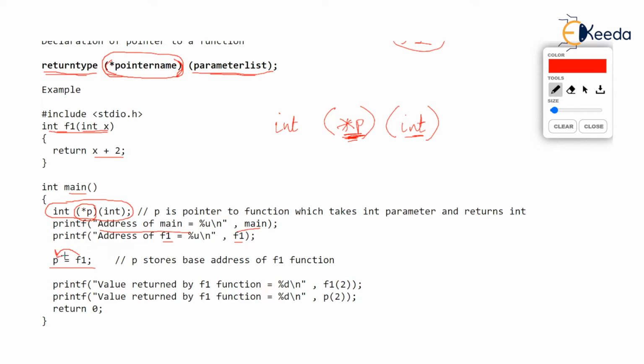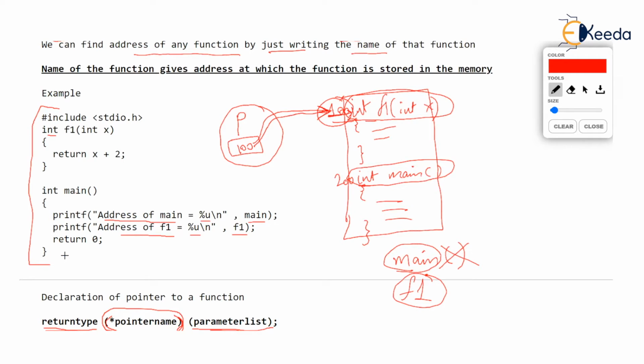Going up here in the picture, this p was declared as a pointer to such a function which takes one integer and returns an integer. And just say p is equal to f1. If you say f1, the name of the function, it's going to give address 100 and p will store 100. So we say p now very well points to the function. I hope you got this.